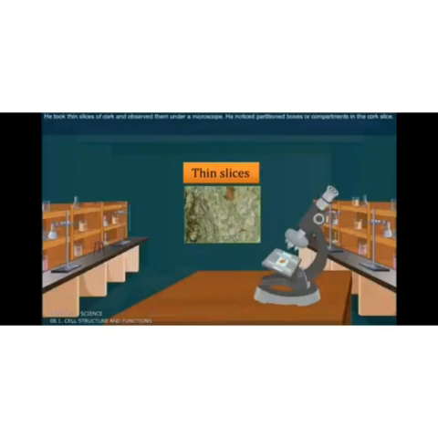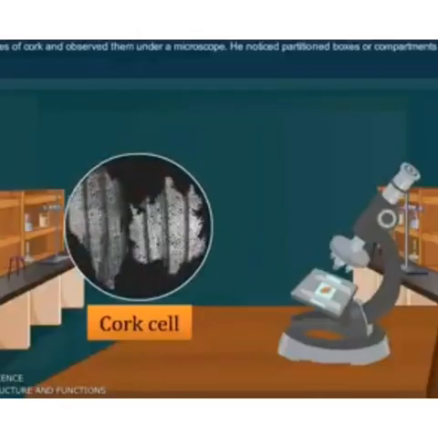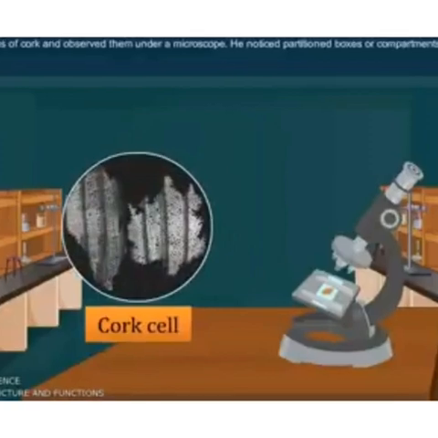So let us clarify what a microscope is. A microscope is a scientific instrument which makes small objects look larger. Robert Hooke discovered the cell when he took a piece of tree bark under the microscope, and this cork cell was seen under the microscope, and Robert Hooke called it a cell. In that way Robert Hooke discovered the cell.